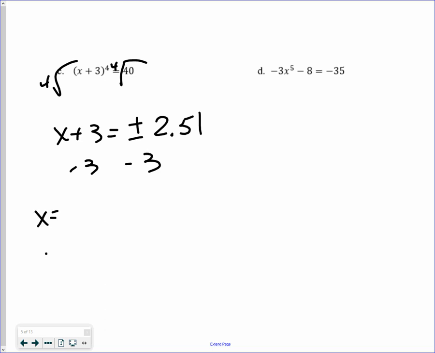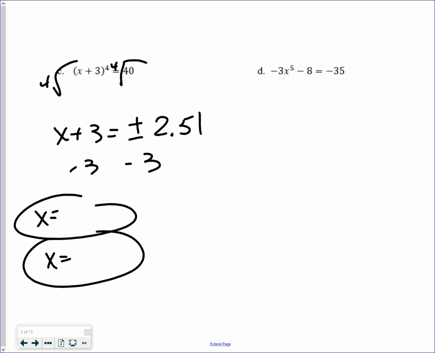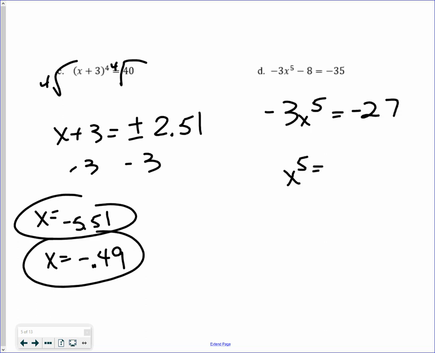Go ahead and write both answers. So you're going to have negative 3 minus 2.51, which is negative 5.51, and then negative 3 plus 2.51, which was negative 0.49. Last one in this section, you're going to isolate. You're going to add 5 to both sides. Divide both sides by negative 3. And then the 5th root of both sides gets you 1.55.